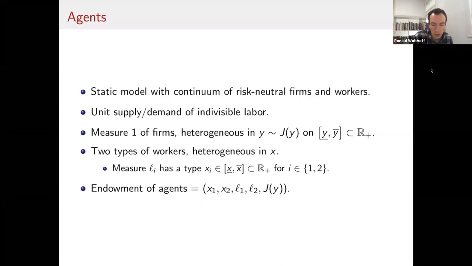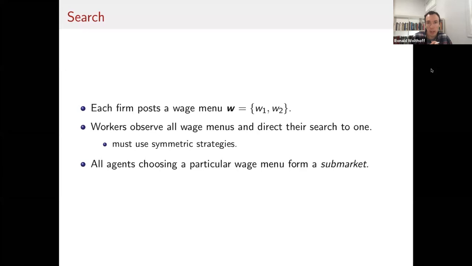Now, this is a model of directed search. Okay, so each firm is going to post a wage menu. Okay, W1, W2, where W1 is the wage that they're going to pay to a low type if they end up hiring one, and W2 is the wage that they're going to pay to a high type. Okay. Workers observe all these wage menus and then are going to choose the one that maximizes their expected payoff. Okay. And they direct their search to that one, where again, the usual assumption applies: we assume that they can't coordinate in this large market, so workers must use symmetric strategies, which gives us the coordination frictions you're all familiar with.